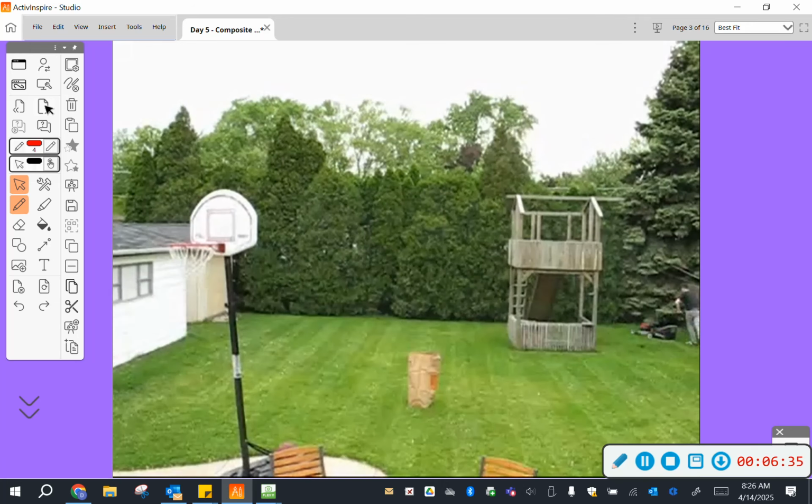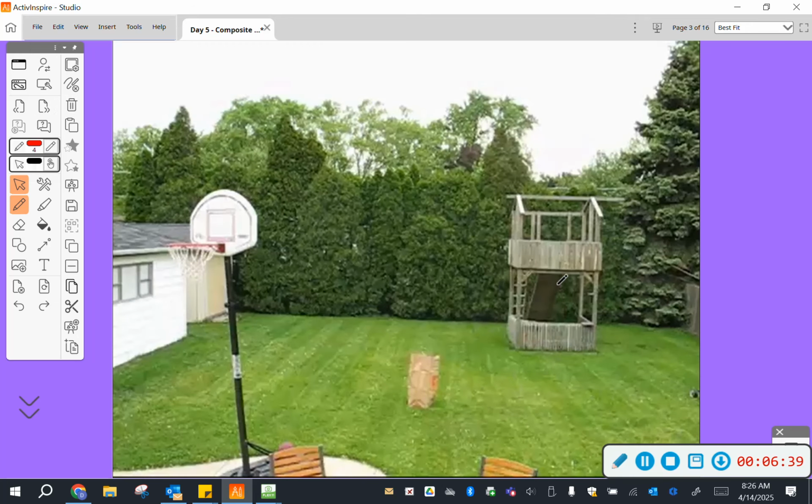I think that's a slide on the other side. Do y'all kind of see the slide right here? Yeah, down here. So I think this is a slide right here. So the slide's in the way, so he's obviously not mowing that part of his yard. What else is he not mowing?